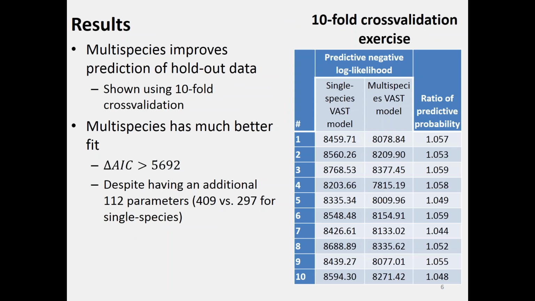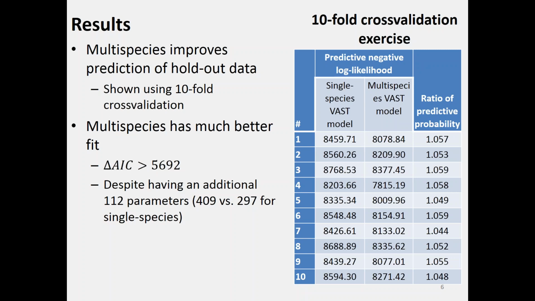If you look at cross-validation or AIC, the delta AIC for the multi-species model is almost 6,000 lower. In terms of AIC, if it's above 10, it's sort of a big difference. So 6,000 is a ridiculously big difference, especially given that it has 112 additional parameters that it's fitting. So it's heavily penalized, but those 112 covariance parameters matter a lot in terms of improvements in model fit.